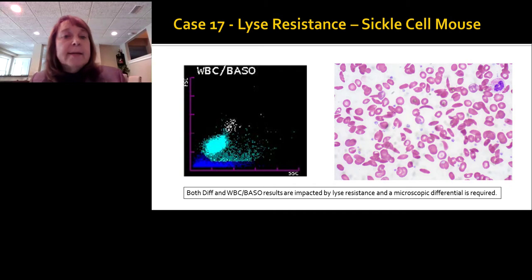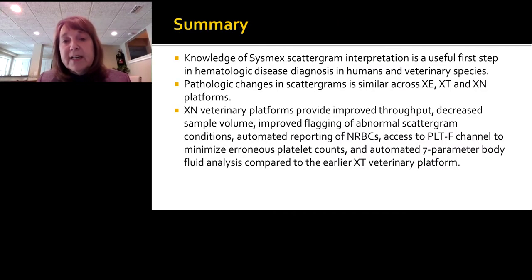So to summarize, it is important to know that the knowledge of Sysmex scattergram interpretation is a very useful first step in hematologic disease diagnosis, both in humans and in your veterinary species. And when we learn and understand the pathologic changes in these scattergrams, it's going to be similar whether we're using an XE, an XT, or an XN platform.